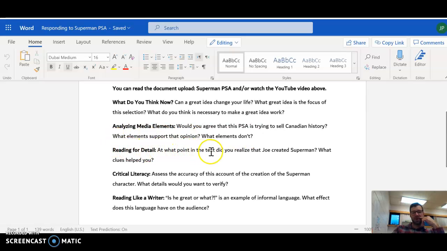Reading for detail. At what point in the text did you realize that Joe created Superman? What clues helped you? You can answer that one. Critical literacy. Assess the accuracy of this account of the creation of the Superman character. What details would you want to verify? Well, one thing in there is he says he can't fly, but he can leap over tall buildings. I'm pretty sure Superman can fly in the more modern movies and stuff. Maybe I'm wrong. I don't know. I don't watch a lot of comic book movies or read comic books too much.